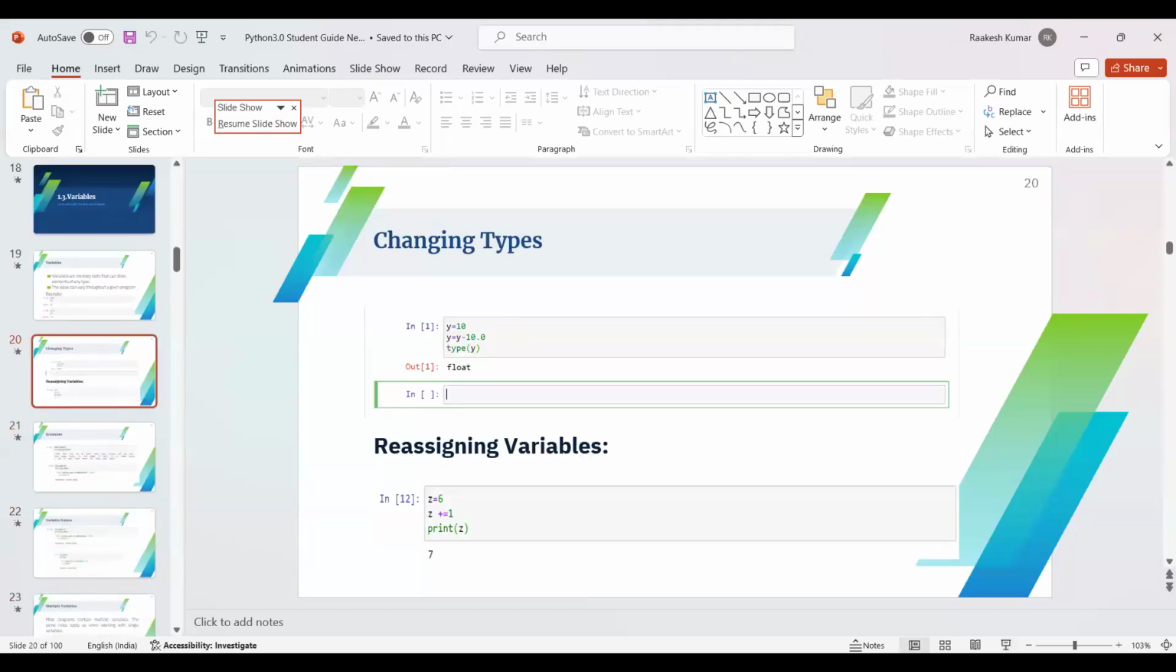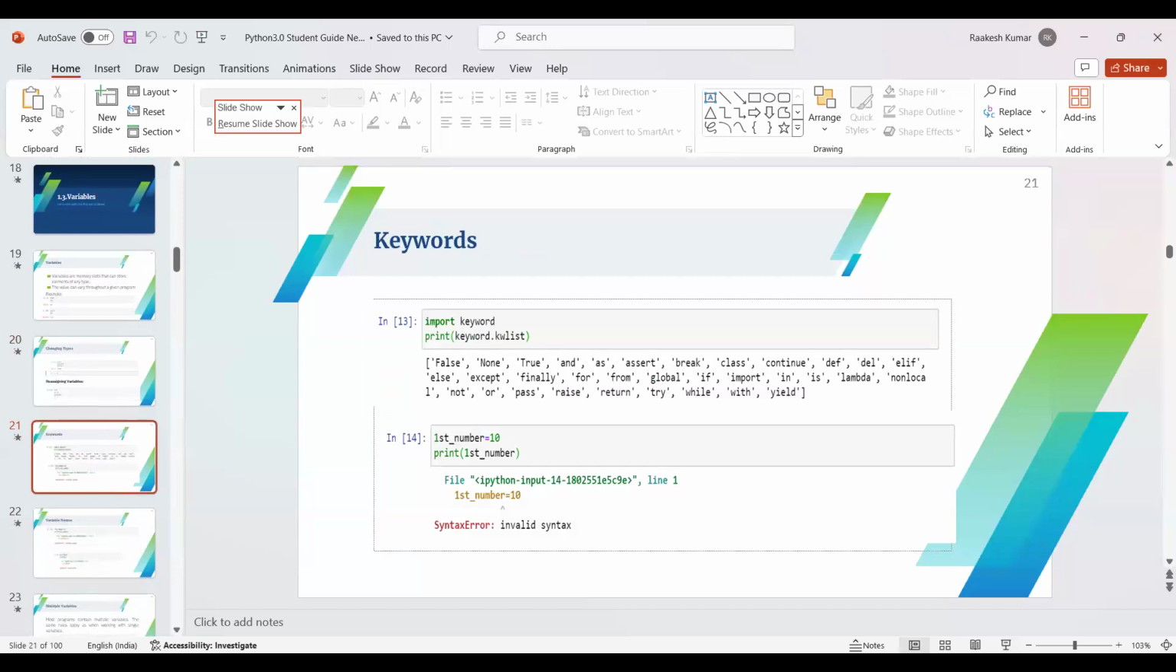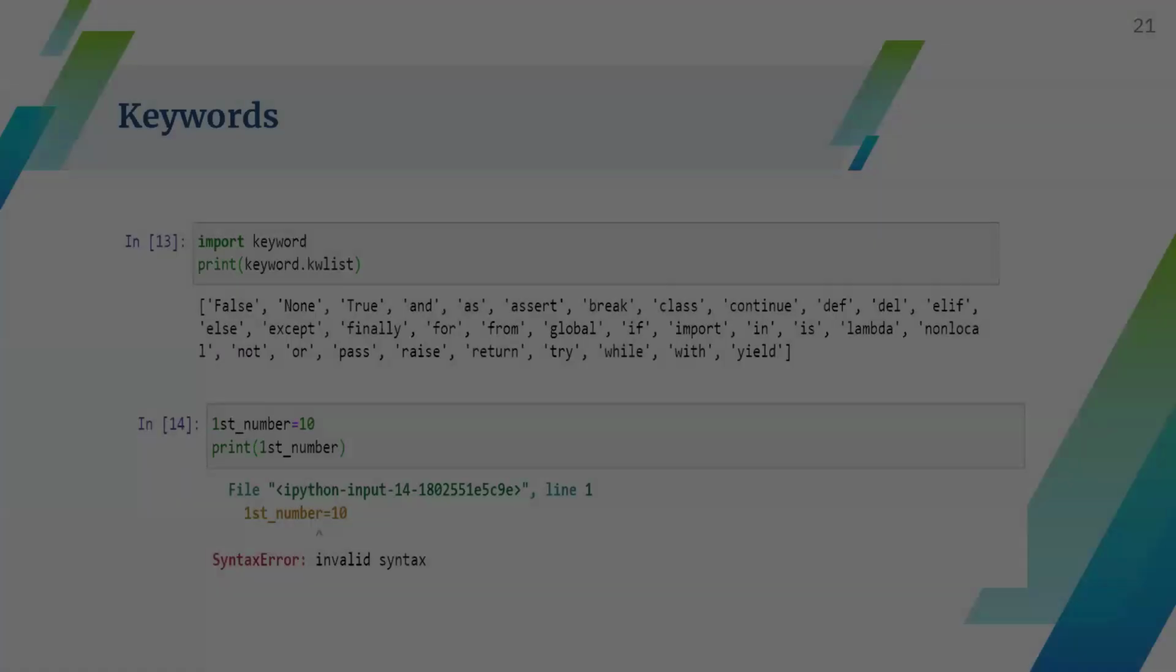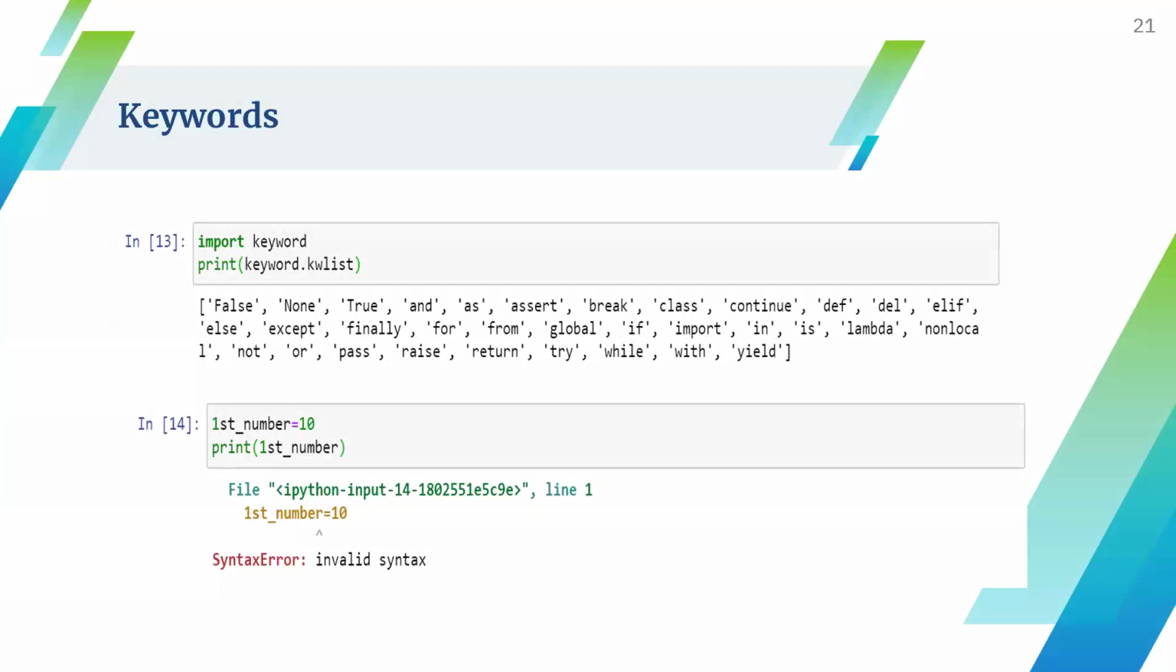Now after this, we're going to discuss keywords. What is a keyword? A keyword has a predefined meaning. In each and every language, we have keywords. Examples are if, else, False, None, True, break, continue, def, del. Likewise, there are so many keywords.